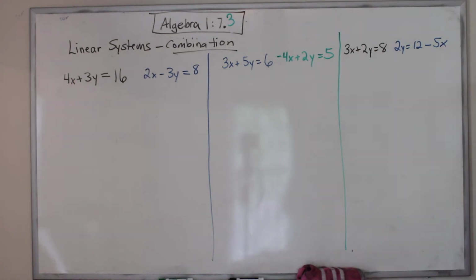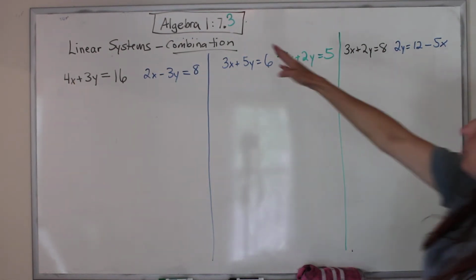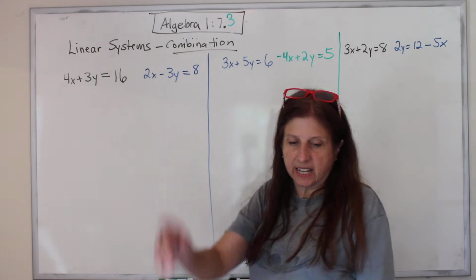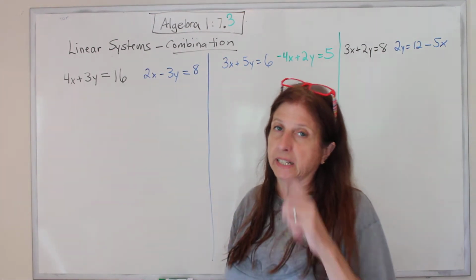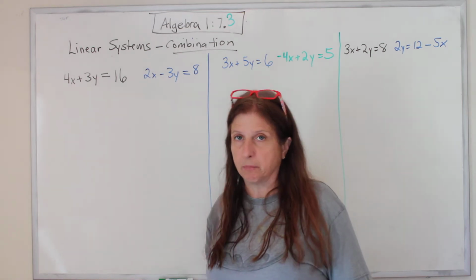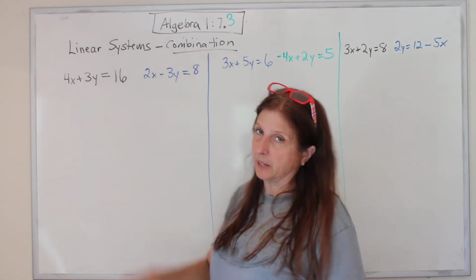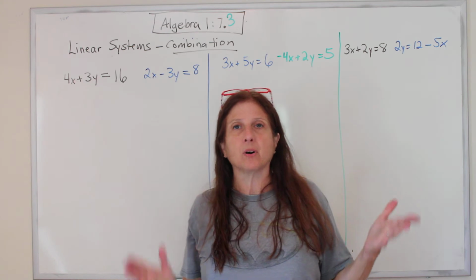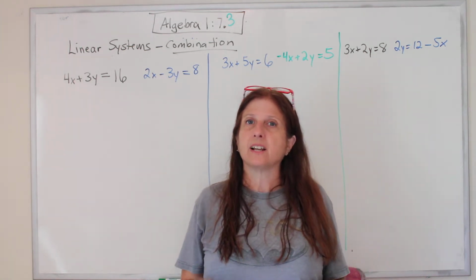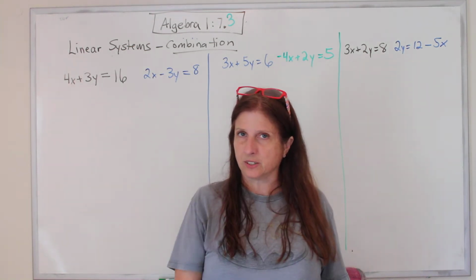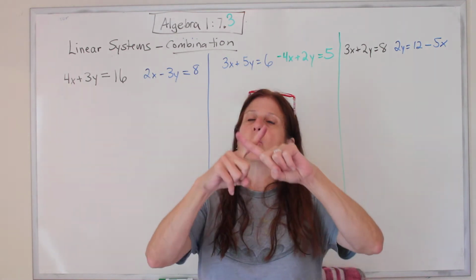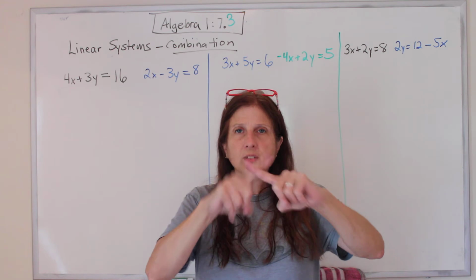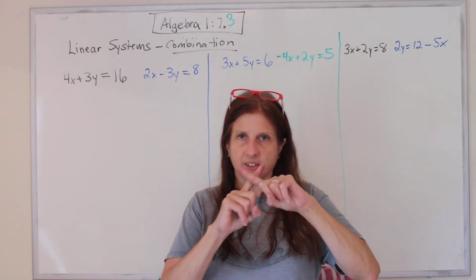Welcome back to Algebra 1, Chapter 7, Section 3. This is titled Solving Linear Systems by Linear Combinations. Linear systems combination. Now, what does that mean? Remember, a linear system means instead of graphing one line on our piece of graph paper, we did two, and the answer is the ordered pair where they meet.